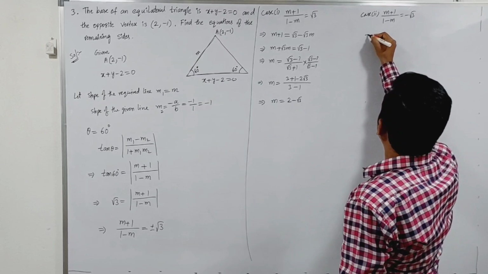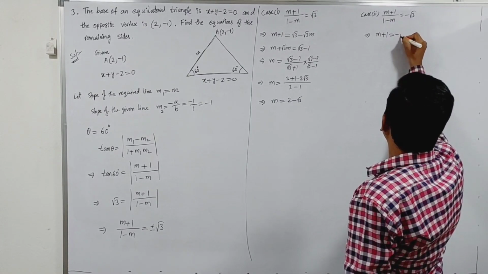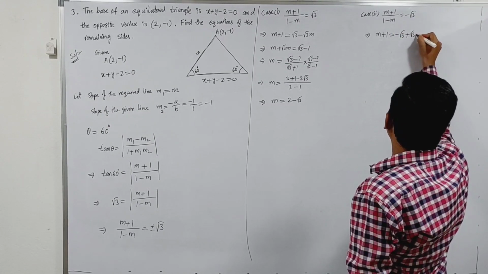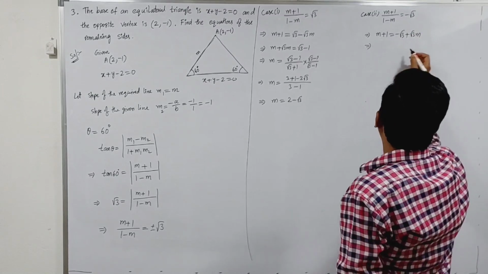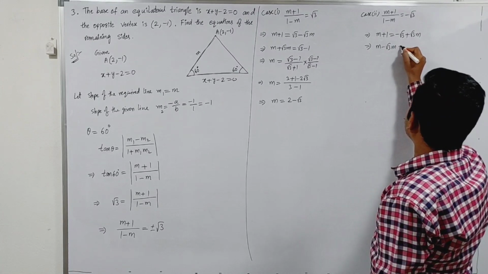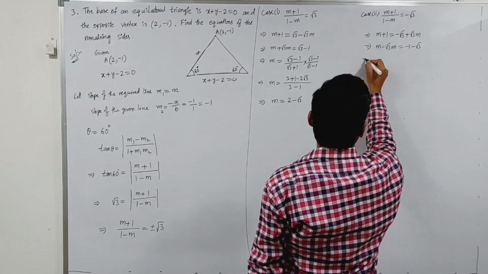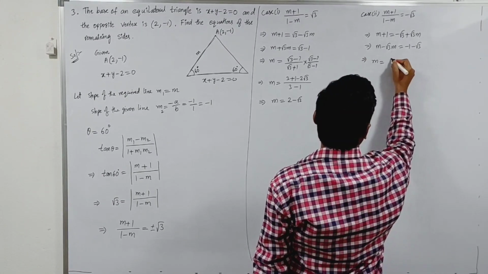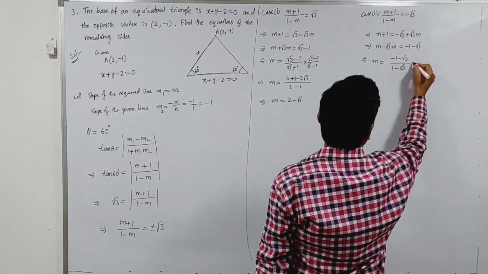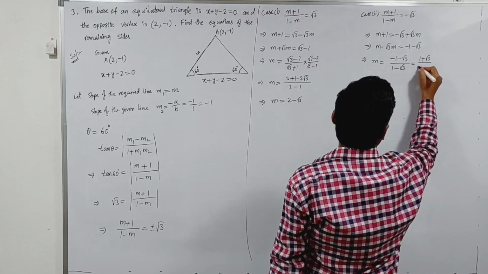In case 2, from this equation, m plus 1 equal to 1 into minus root 3 minus 1 minus m into minus 2, that is plus root 3 m. So from this, take root 3 m to the left side. m minus root 3 m is equal to minus 1 minus root 3. So from this equation, m is equal to minus 1 minus root 3 by 1 minus root 3. This is equal to 1 plus root 3 by root 3 minus 1.